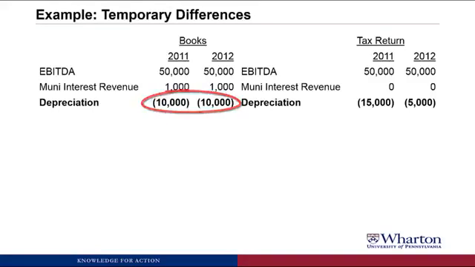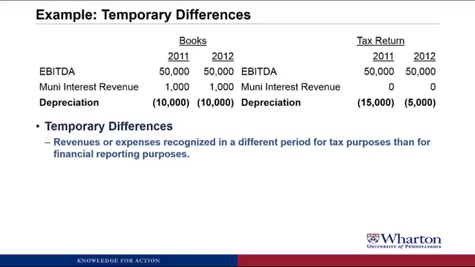On the tax return, we do accelerated depreciation, which means we take more depreciation in 2011, early on, than we do later. So we have a $15,000 expense in the first year and a $5,000 expense in the second year, but the total is still $20,000 of depreciation expense over the 2 years for both methods. This is an example of a temporary difference. That's where a revenue or expense is recognized in a different period for tax purposes than for financial reporting purposes.